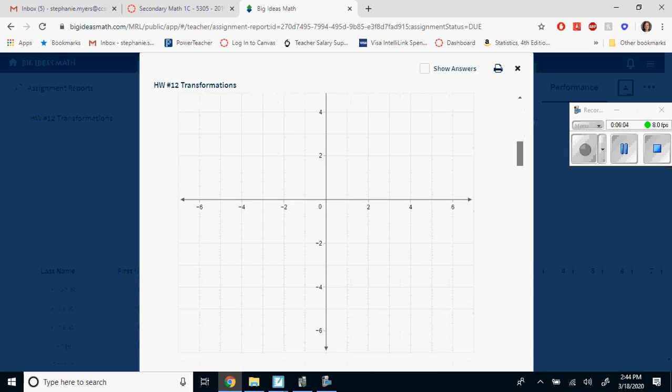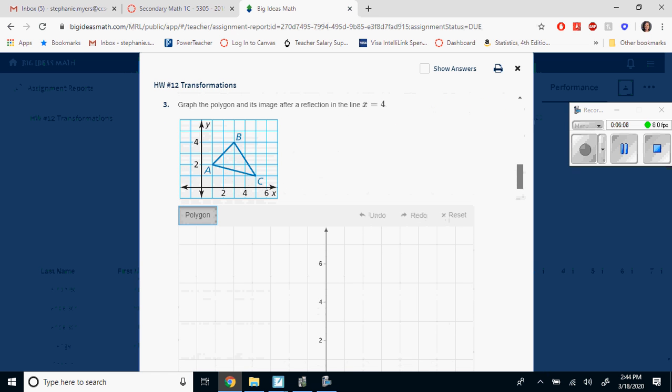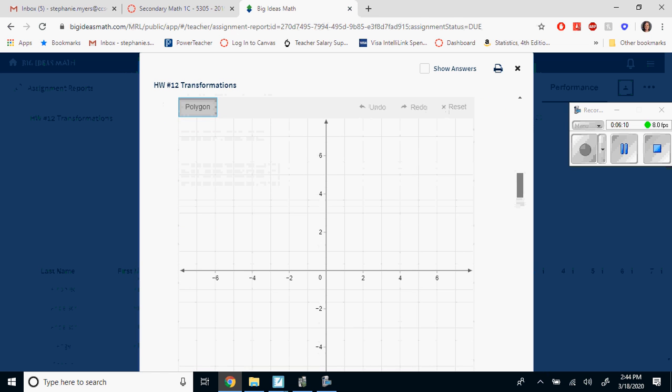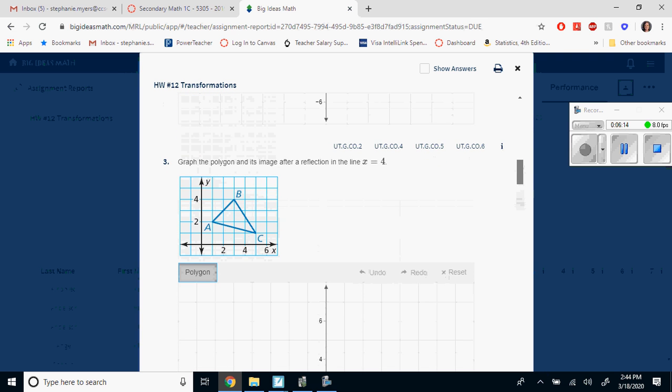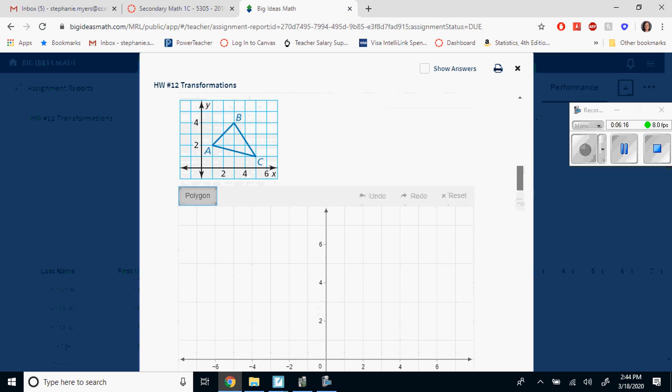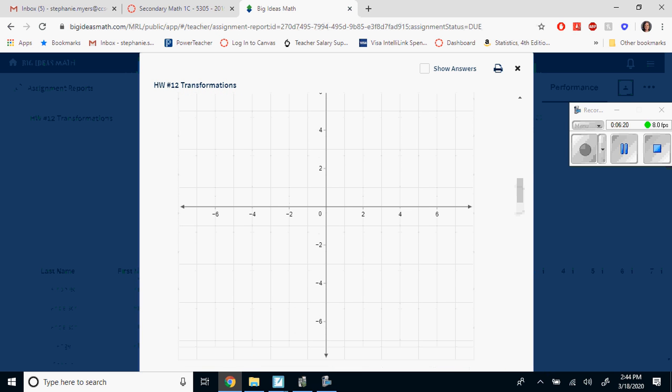Okay, so number 2 is like that. Number 3, graph the polygon over the x equals 4. So remember, you're going to be reflecting it. So we'll graph the original image and then reflect it over the line x equals 4, which is this line right there. That goes straight up and down.